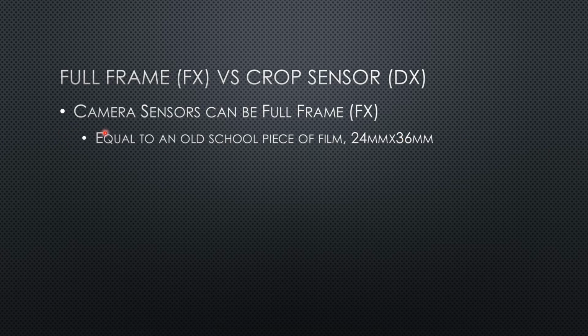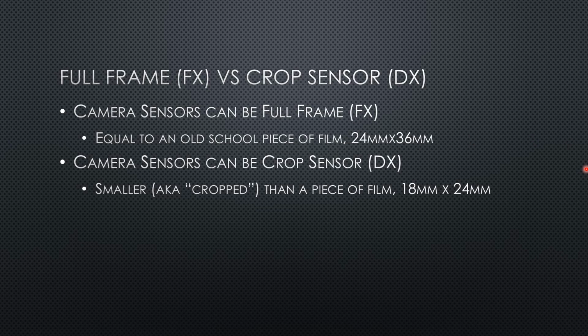So you can have a camera sensor that will be full frame, meaning that if you were to look inside of your camera underneath that mirror plate, there is a physical sensor that is the exact same size as an old school traditional sheet of 35 millimeter film, which measures 24 millimeters by 36 millimeters. You can also have a digital DX crop sensored camera, which is a little bit smaller. So if you were to open up that camera and look at the physical sensor, it's going to be a little bit smaller than a sheet of film. And it measures typically around 18 by 24, although that might vary a little bit depending on the camera brand.